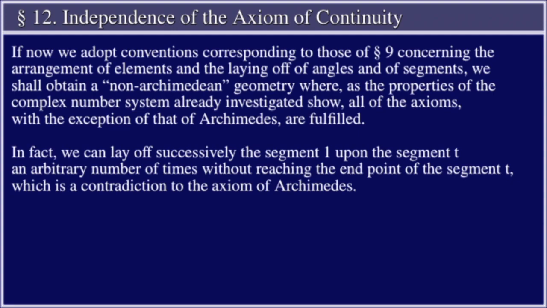corresponding to those of Section 9 concerning the arrangement of elements and laying off of angles and of segments, we shall obtain a non-Euclidean geometry where, as the properties of the complex number system already investigated show, all of the axioms, with the exception of that of Archimedes, are fulfilled. In fact, we can lay off successively the segment 1 upon the segment t an arbitrary number of times without reaching the endpoint of the segment t, which is a contradiction to the axiom of Archimedes.